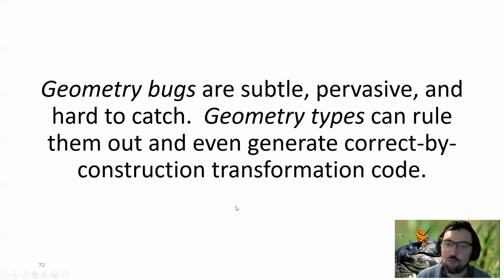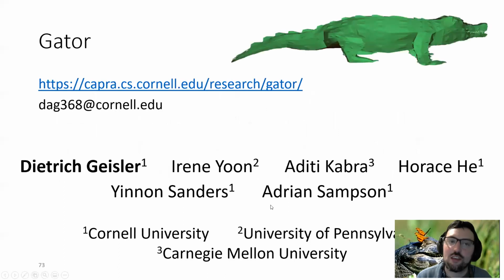Finally, I would like to conclude by reminding you that geometry bugs have been newly identified, and they are a subtle, pervasive, and hard-to-catch type of bug, and that geometry types can rule them out and even generate correct by construction transformation code.